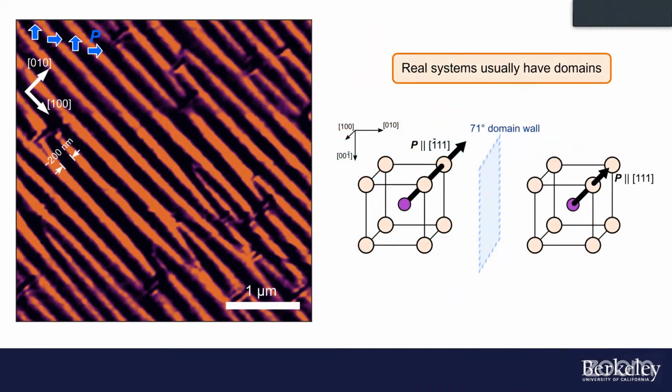Now, in real systems, you typically don't get materials that have a single polarization variant. If you have a single polarization or a single magnetization, this creates large stray fields and it's pretty energetically unfavorable. And so your system tends to break up into domains, just like magnets do. The ferroelectric domains in bismuth ferrite, in the system we're looking at right now, look just like this, where we get stripe-like domains that point along this 1-0-0 direction.